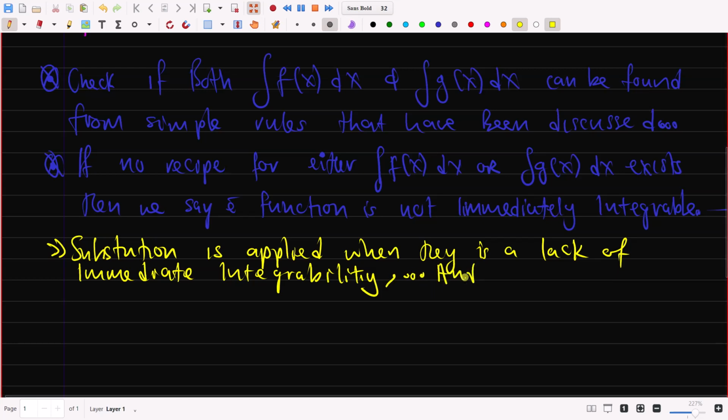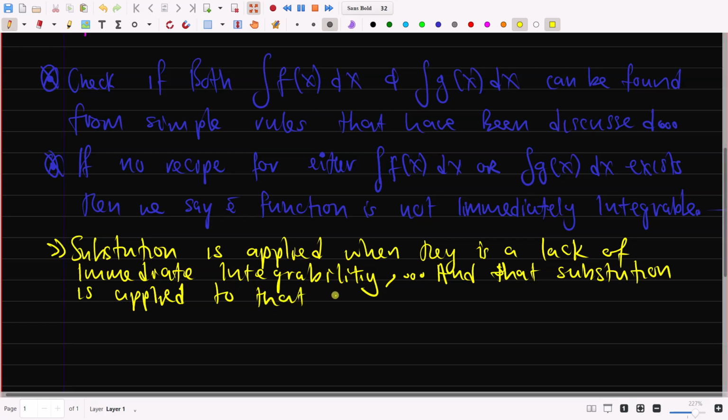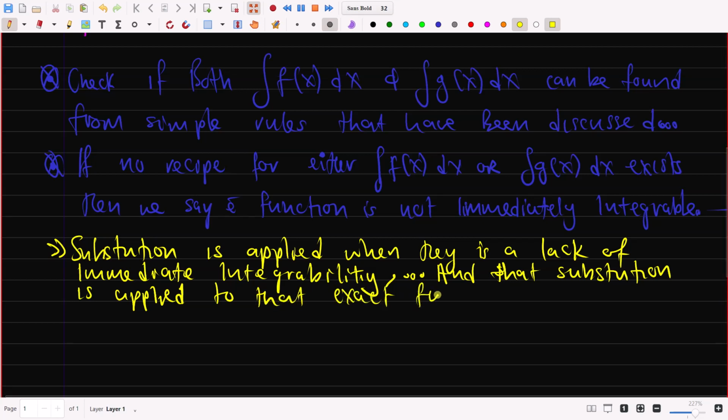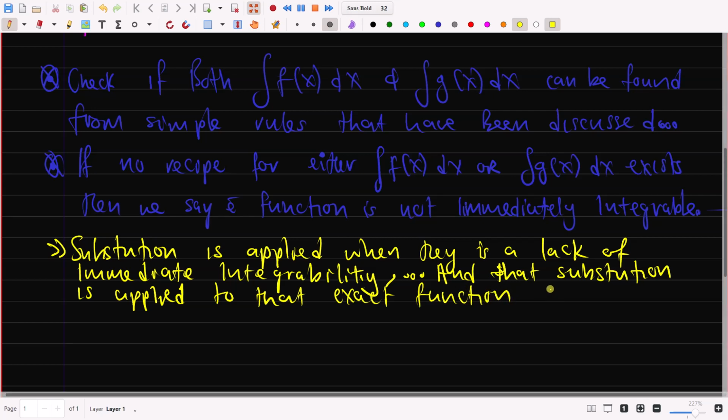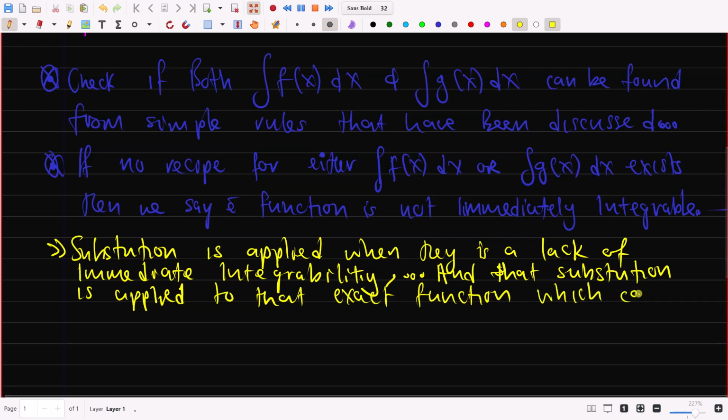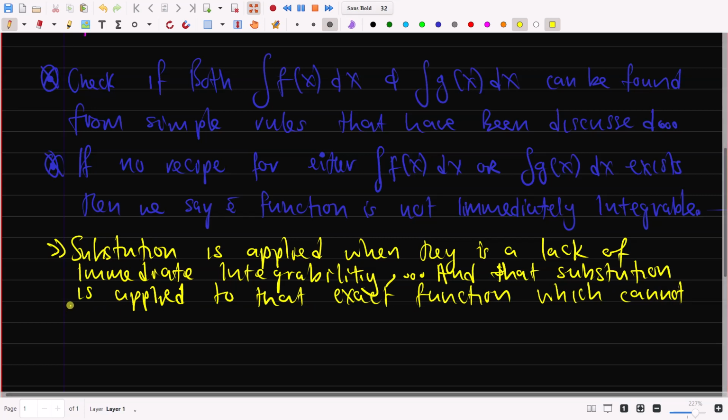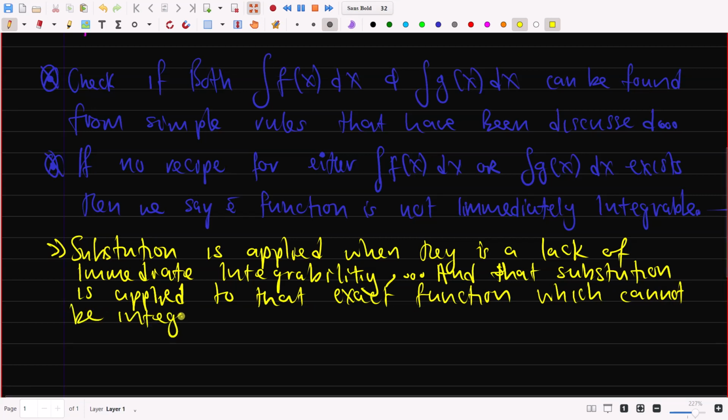And that substitution is applied to that exact function which cannot be integrated immediately.